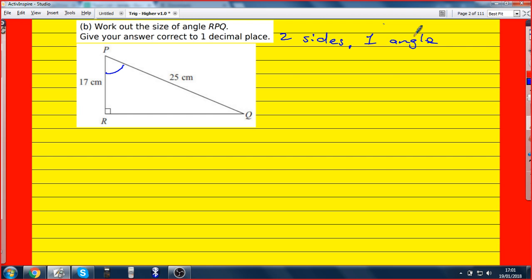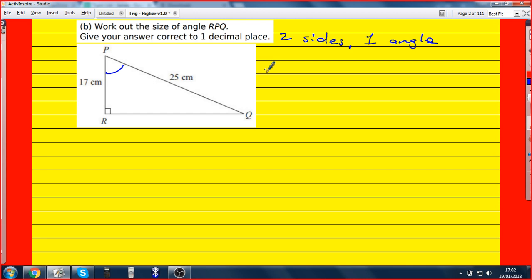The whole thing is 180 degrees because it's a triangle. Yeah, I'm not really that sure.